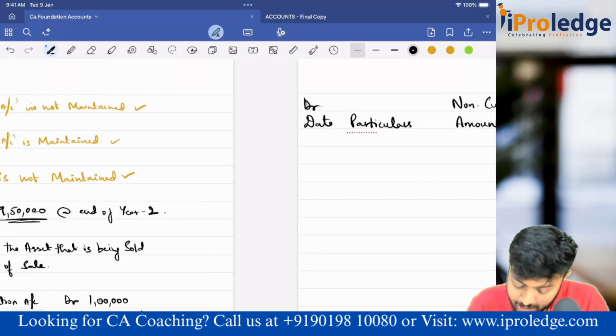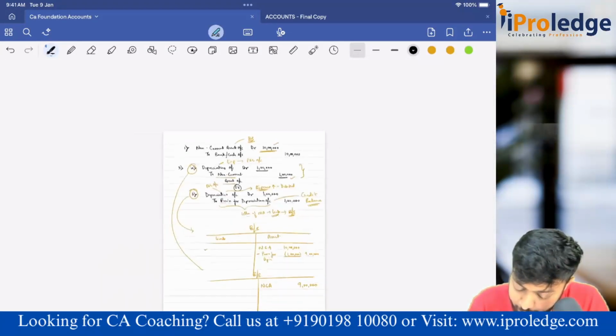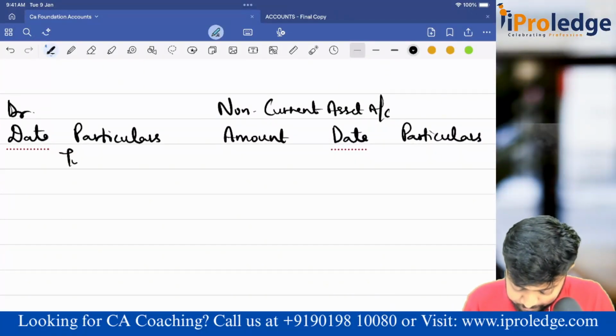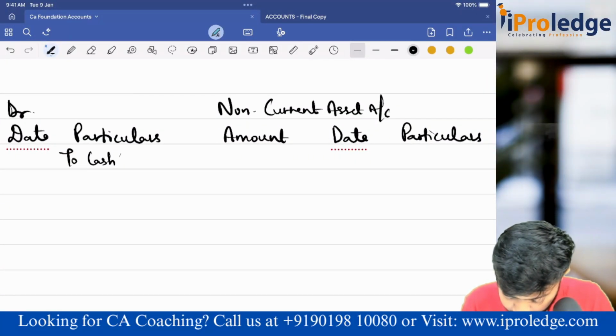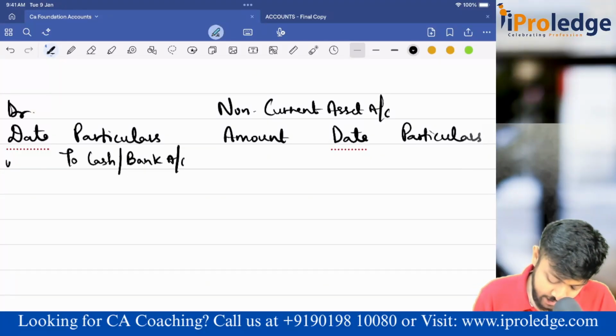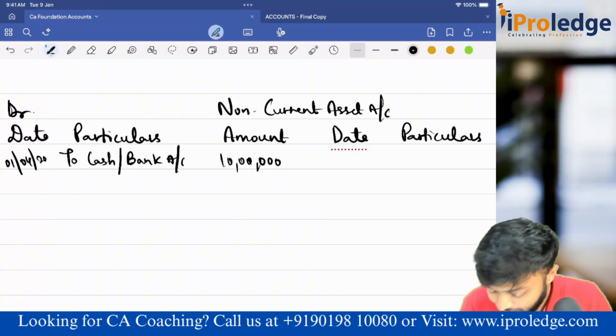First thing is we purchased. This was the entry: non-current asset to bank or cash. It will come in the debit side. So to cash or bank account. Assuming this happened in the beginning. Okay. How much? 10 lakh.